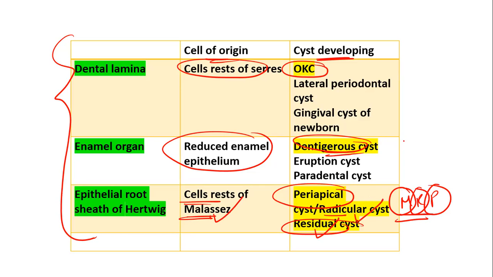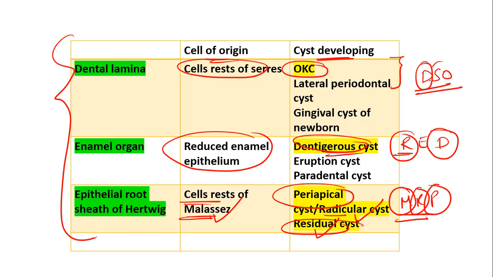Okay, dentigerous cyst, how do you remember? You say RED, right? So R for reduced enamel epithelium and D for dentigerous cyst. Then how do you remember OKC? You can say DSO, right? D for dental lamina, which is the cell rest of Serres, which gives rise to OKC. Okay, so I hope this mnemonic also helps you.